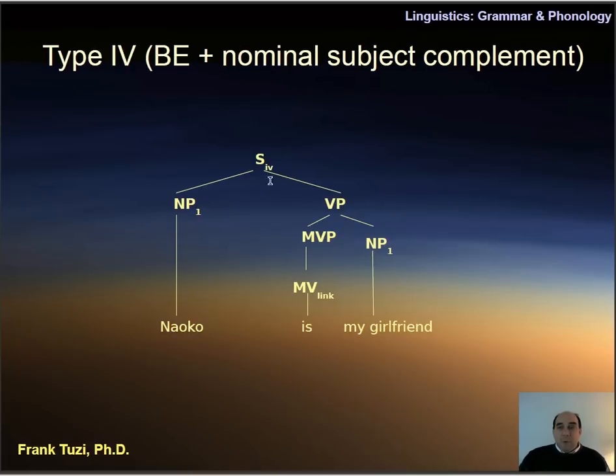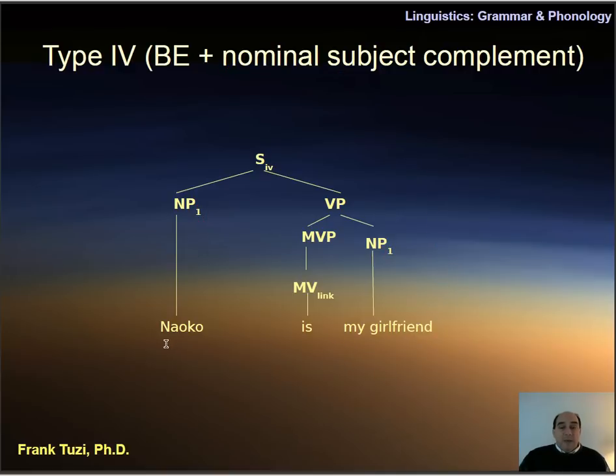Type 4 is a noun on the second side. So we have a noun here. Naoko is my girlfriend. So my girlfriend is the second noun. It's up here, right? Okay, so we've got noun 1. Look at that. And over here we have another noun 1. The reason why we have that is because they both refer to the same person. They both refer to the same thing. And since they both refer to the same thing, you're going to have an N1 with them.